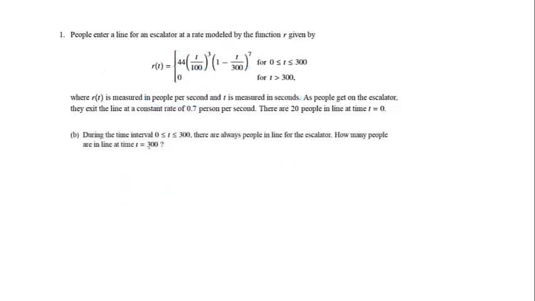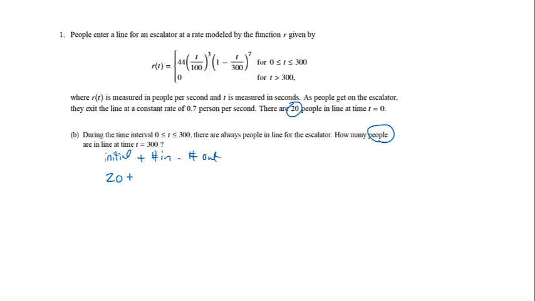Okay, part B. During the time interval 0 to 300, there are always people in line for the escalator. How many people are in line at time t equals 300? Again, we're looking for how many people, which we know is going to be some sort of integral. We're going to follow the pattern of our initial amount plus the number in minus the number out. How many people were in line to start with? It said there were 20 people in line to start with, so we're going to start with 20.